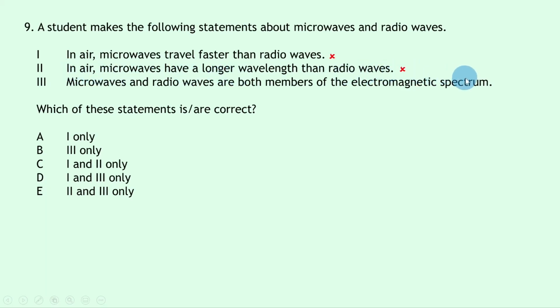For statement 2, in air, microwaves have a longer wavelength than radio waves. This is false as well, because remember, radio waves have the longest wavelength on the electromagnetic spectrum, and the way I like to remember that is that one wavelength for a radio wave is roughly the size of a football pitch or a mountain range. For statement 3, microwaves and radio waves are both members of the electromagnetic spectrum, and we said that this was true earlier. This means that statement 3 only is correct, which means our answer is B.